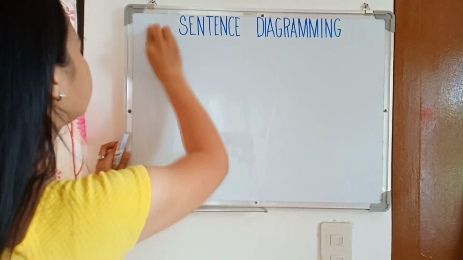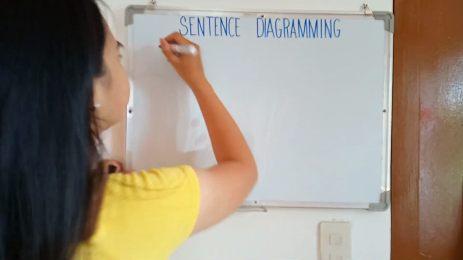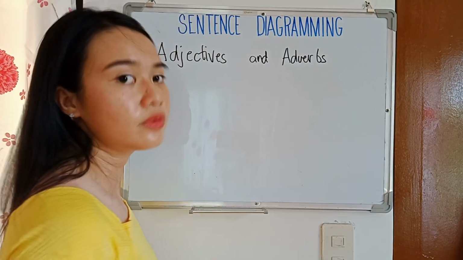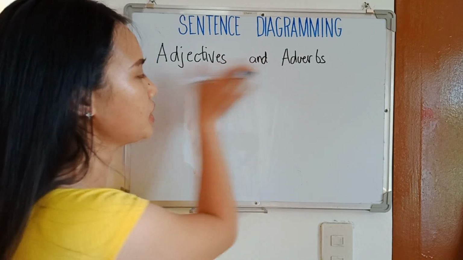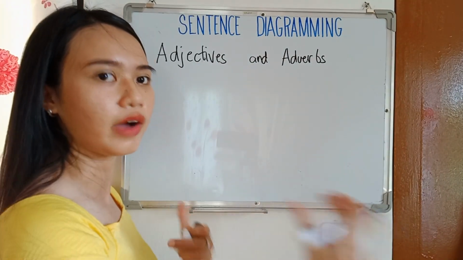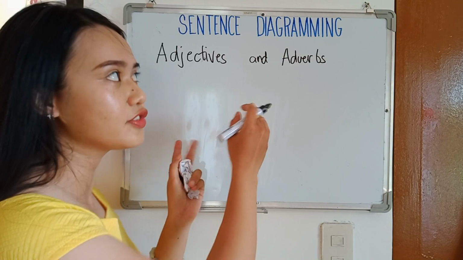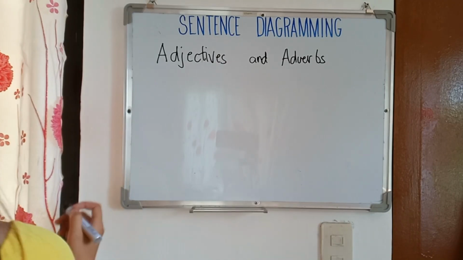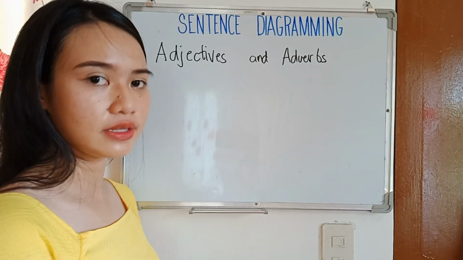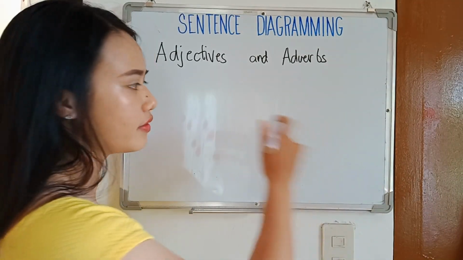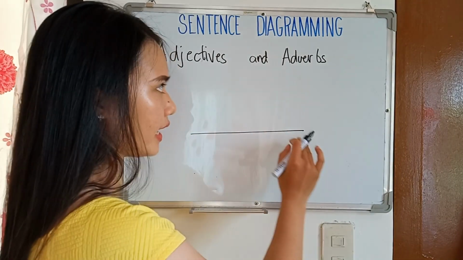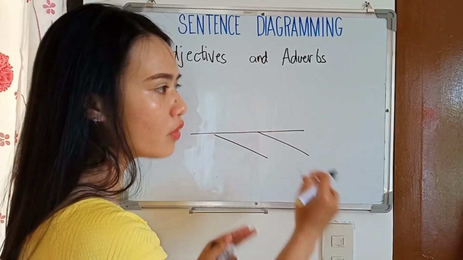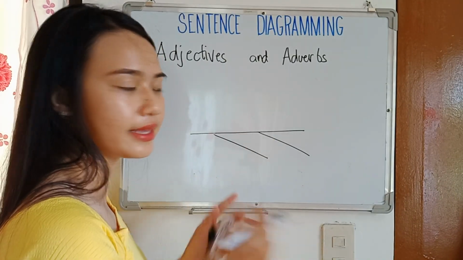Next we have diagramming sentences with adverbs and adjectives. Take note that these two parts of speech, adjectives and adverbs, are both modifiers. Meaning to say, these words are descriptive words. They describe something or someone. And if you would notice that nouns and verbs are written on a straight line, these modifiers are written in slanted lines below the words they are describing.